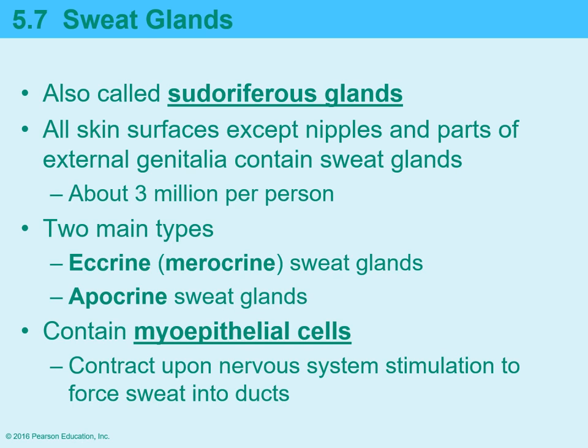Sweat glands. In biology, it's too easy for us to say sweat glands. So, you know, just to annoy you, we're going to call them the sudoriferous glands. Most of the skin does contain sweat glands. So whether you like it or not, you got about 3 million of them. There's two main types. There's the eccrine, which is also known as merocrine sweat glands, and then apocrine sweat glands.